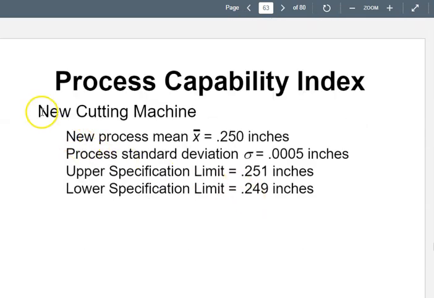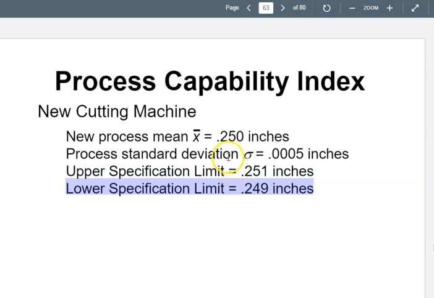Example, we have a new cutting machine and the new process average is 0.25 inches. Process standard deviation is 5 ten-thousandths of an inch, 0.0005 inches. And the upper specification is given to us, 0.251. Lower is 0.249.